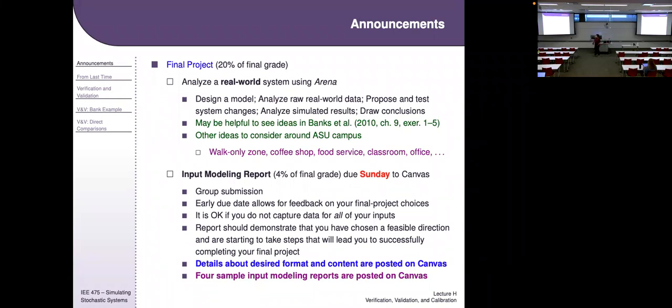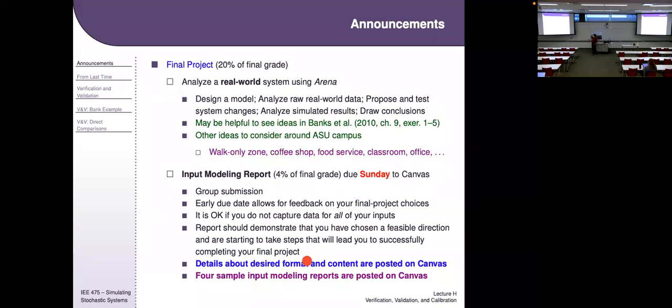It's okay that you don't have to capture data for all of your inputs, but if you do capture data for outputs, which is great for validation, don't fit input models to them. It doesn't make sense to fit a Weibull distribution to a bunch of waiting time data, because waiting time data are outputs. You wouldn't use that Weibull distribution for anything. So I just really want to drive that home, that inputs are different than outputs.